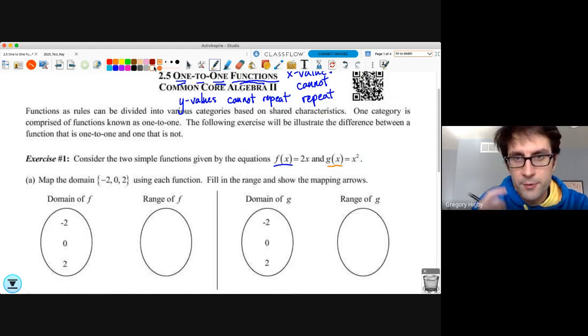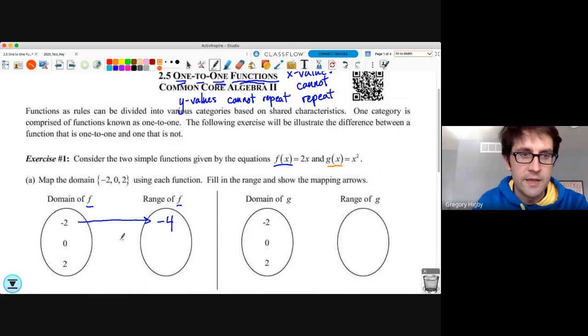So if you remember from the earlier unit when I asked you to do a domain with a range value, we plugged in -2 into the f function. Well, 2 times -2 is -4. And then when we plugged in 0 into the f function, 2 times 0 is 0. And then plugging 2 in, 2 times 2 is 4.